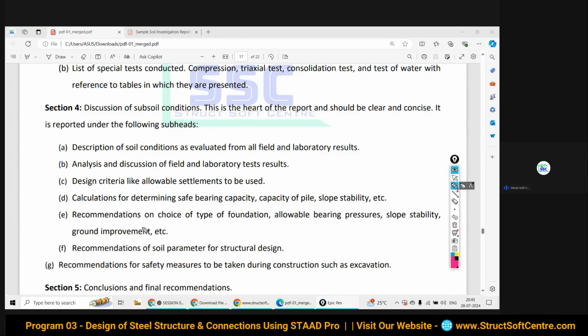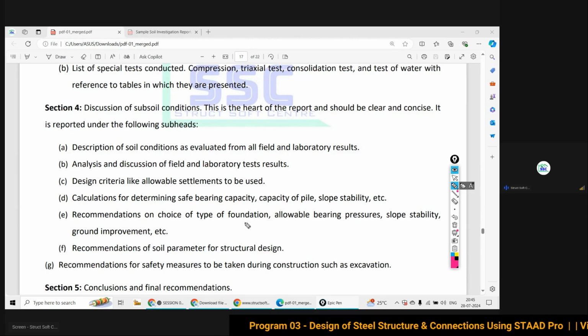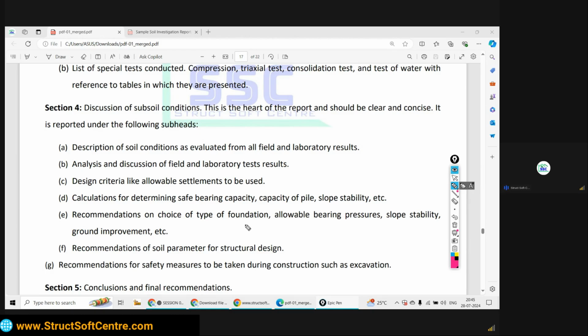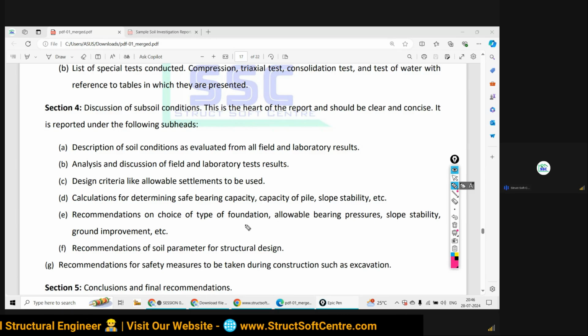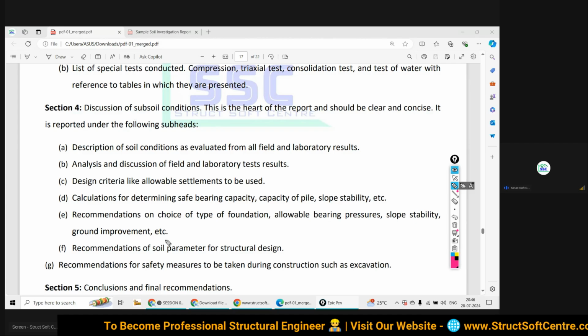So they are recommending the type of foundation that will be suitable. They are giving different options also: shallow foundation, deep foundation. In shallow, either pad footing, combined foundation, or raft foundation will be more feasible. If you are choosing the raft foundation, what will happen? If you are taking the pad foundation, what will happen? All that discussion will be there in the discussion section.